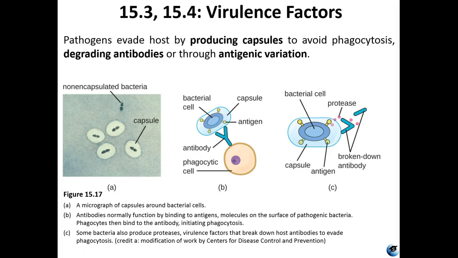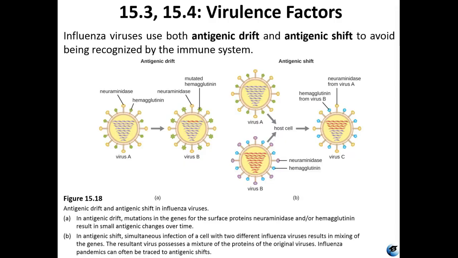This is an example here of antigenic drift and antigenic shift. This is found in influenza. So figure 15.18, antigenic drift and antigenic shift in influenza virus. In antigenic drift, mutations in the genes for the surface proteins neuraminidase and/or hemagglutinin result in a small antigenic change over time. In antigenic shift, there is a simultaneous infection of a cell with two different viruses, resulting in a mixture of the genes. So the resultant virus possesses a mixture of proteins of the original viruses.